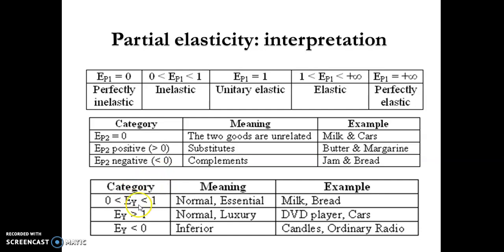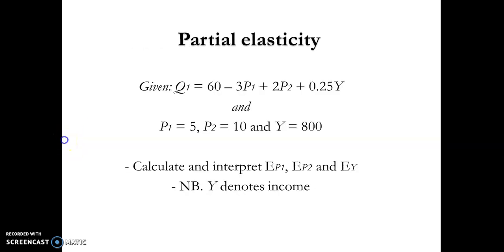And then lastly, your income elasticity coefficient. If it was greater than zero but less than one, so positive but smaller than one, you had a normal essential good, such as milk, bread, etc. If that income elasticity was greater than one, so positive and greater than one, it is a normal luxury good. And if it was less than zero, it was referred to as an inferior good. So if that income elasticity was negative, you had an inferior good. So you're going to interpret these in the same way.